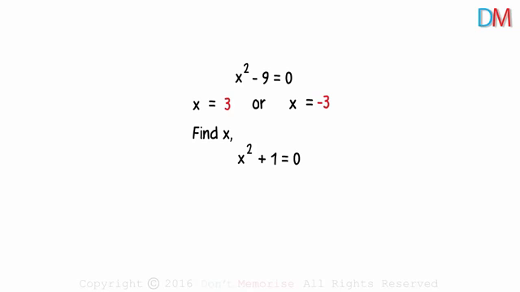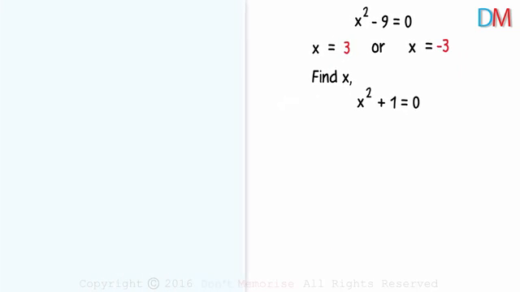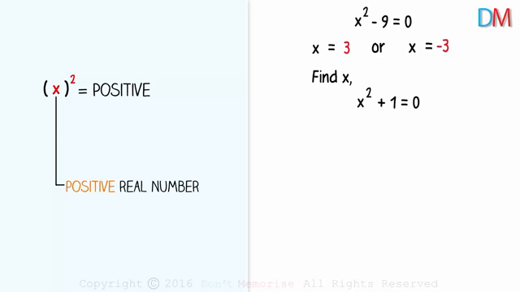Don't worry if you couldn't get the answer to these two questions. Let's understand the situation now. Whenever we considered the square of a number, say x, the result was always positive, whether the number x was a positive real number or a negative one. We always got a positive result.